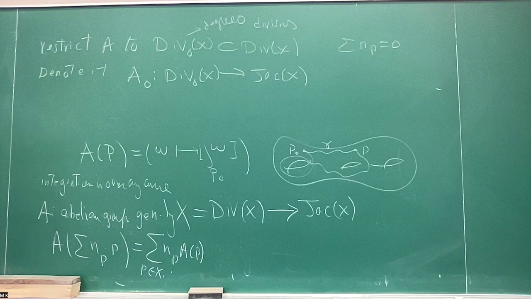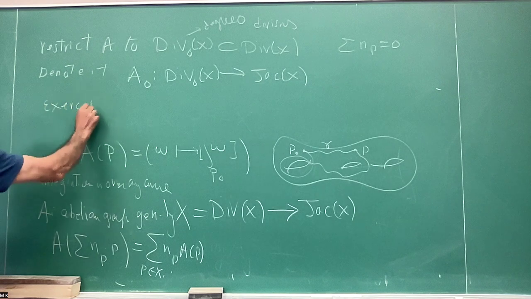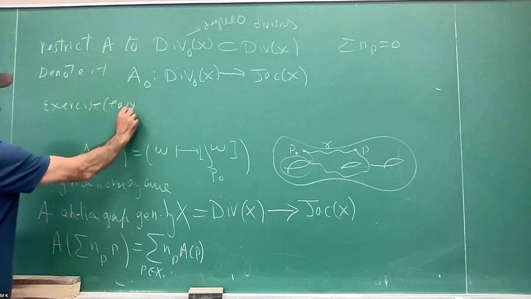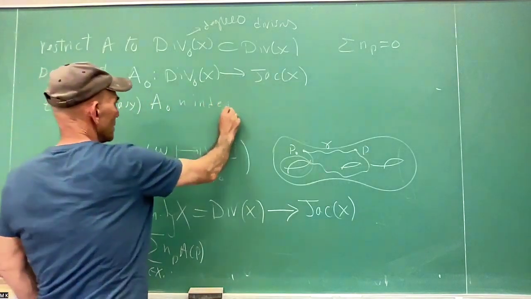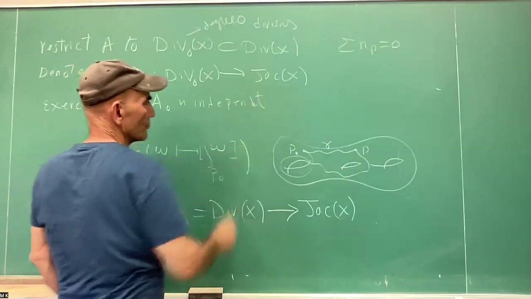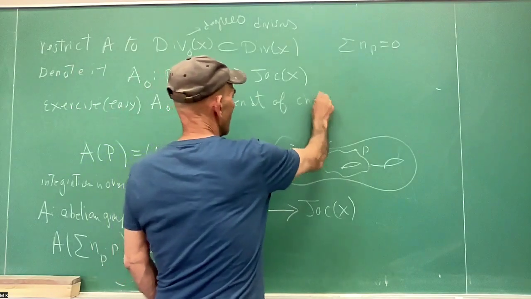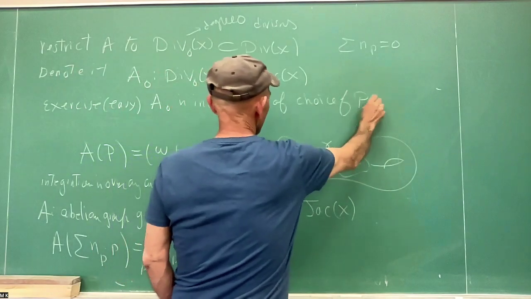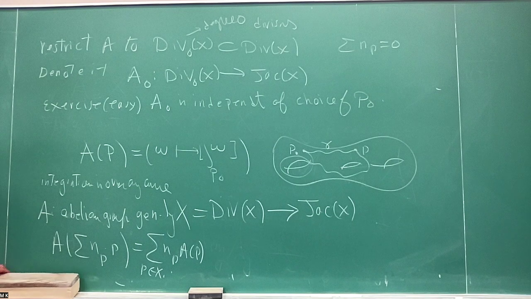Now, the first thing, which is very simple to see, is that this map A0 is independent of P0. That's an exercise. It is quite easy, but not bad to do. A0 is independent of the choice of the initial point P0, which you can easily show. Then Abel's theorem is the following.